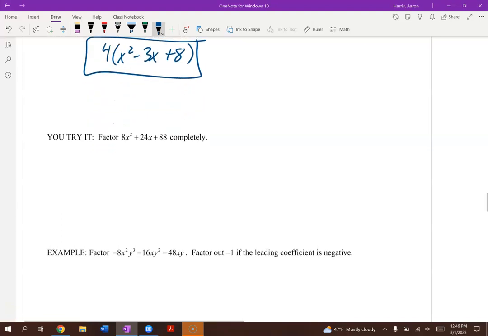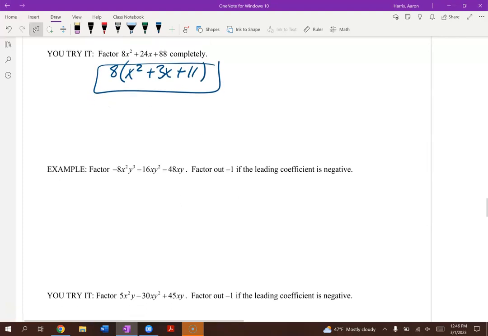Next one. Yes, I go a little further. 8. I can't take an x out because this 88 doesn't have an x, right? Oh, that last one, gotcha. Yeah, take an 8 out, and I'm left with, and we're stuck there, right?